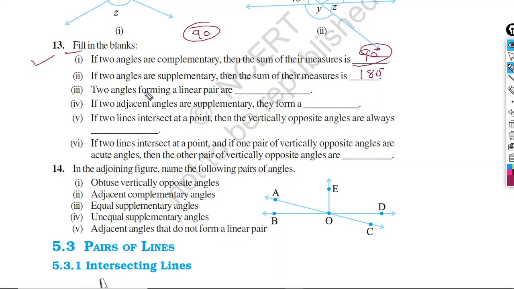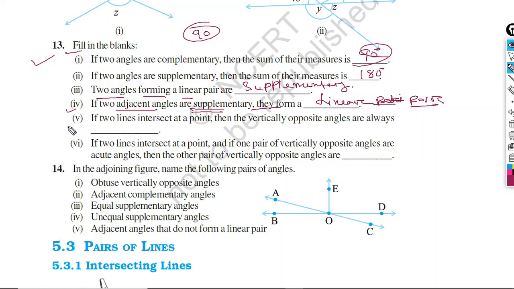Two angles forming a linear pair. If two angles are forming a linear pair, then they must be supplementary. The sum is 180. Okay. Now IV, if two adjacent angles are supplementary, remember it, two adjacent angles are supplementary, then they form a linear pair. So this is a direct definition of a linear pair.